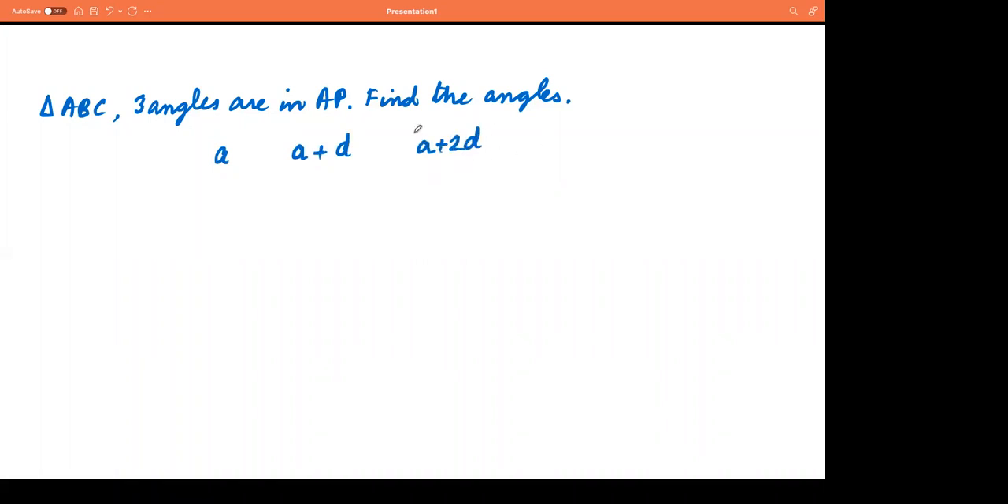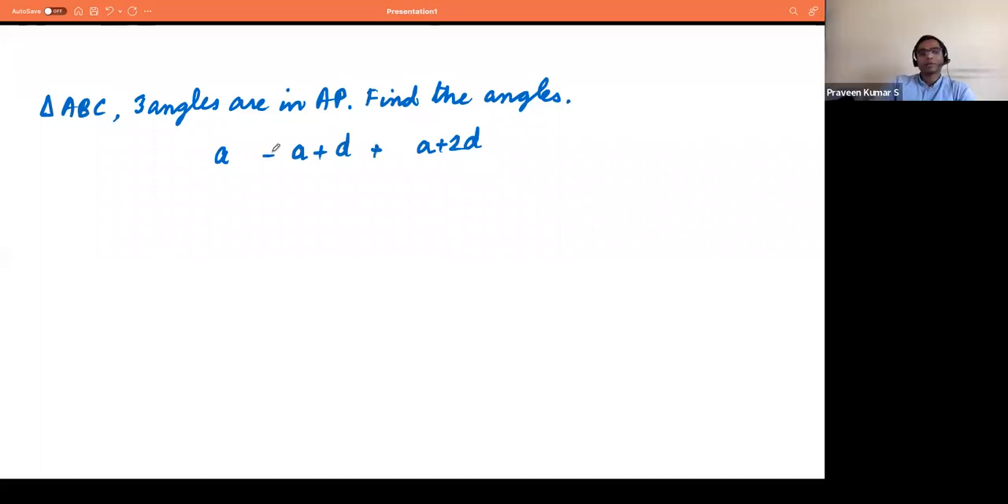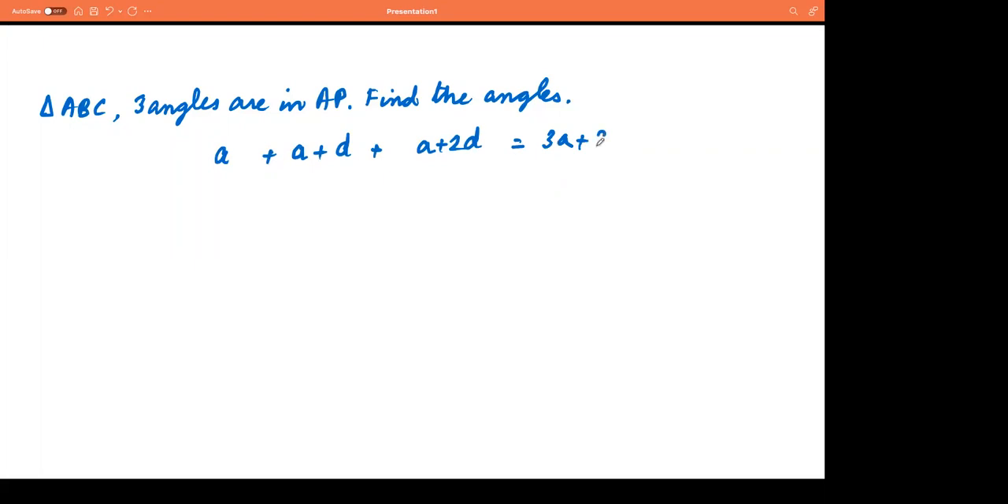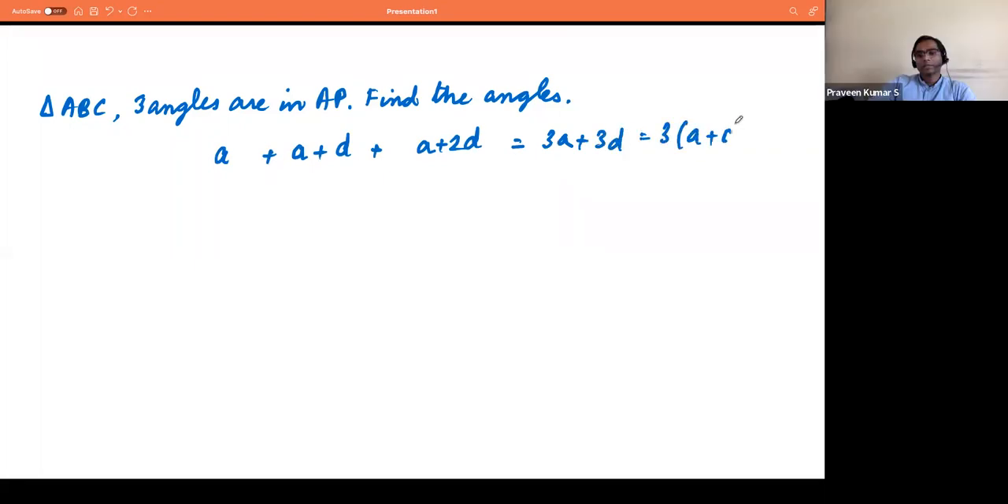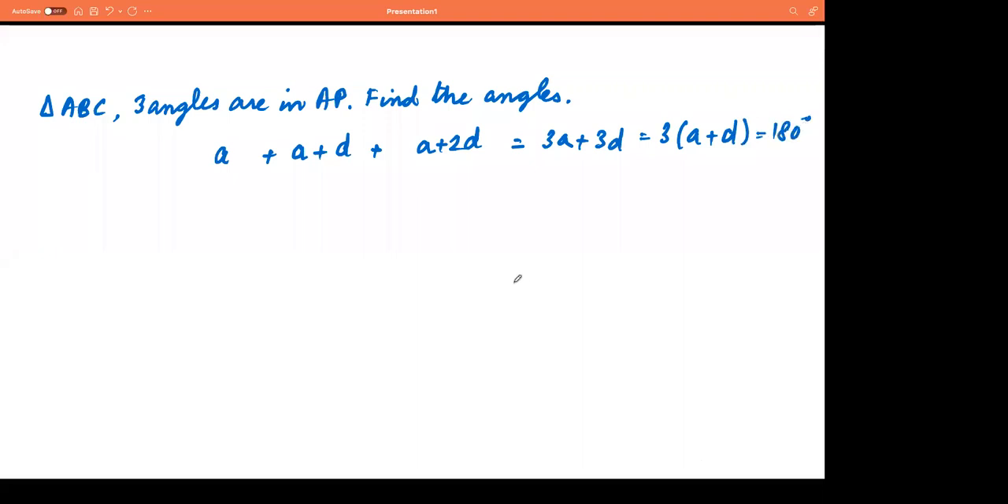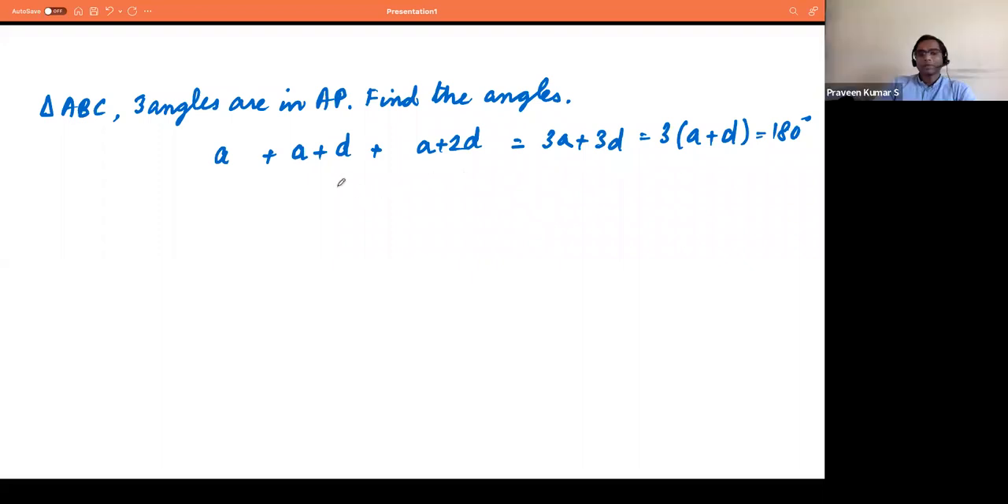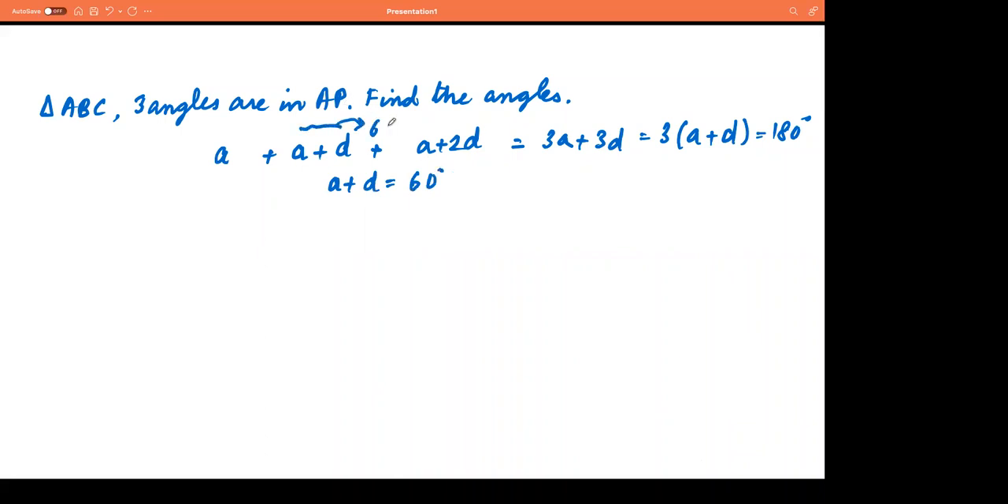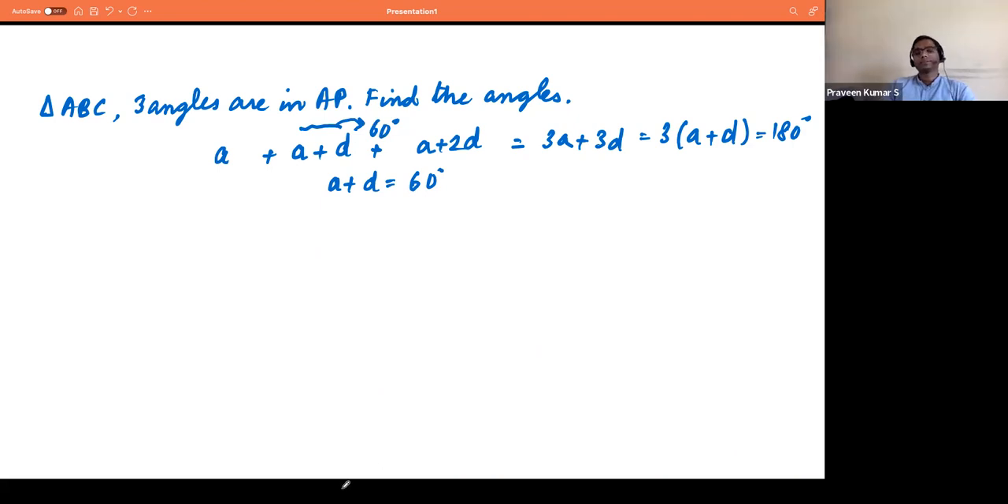Now, if you add all these three angles, what will you get? You will get 3A plus 3D, which is equal to 180 degrees. So if you simplify this, you will get A plus D is equal to 60 degrees, or the central angle will be 60 degrees.